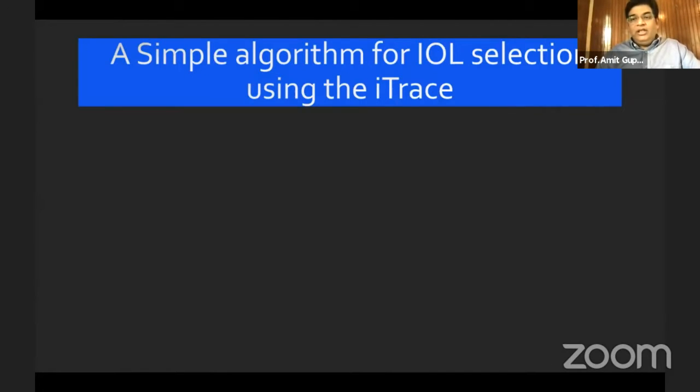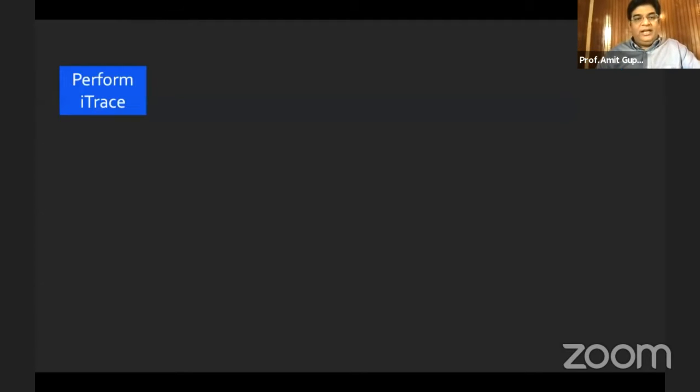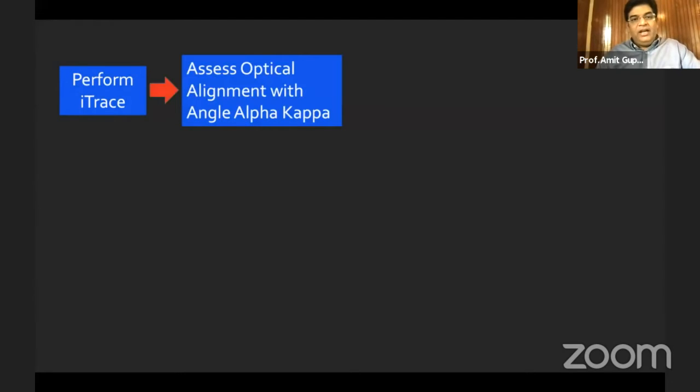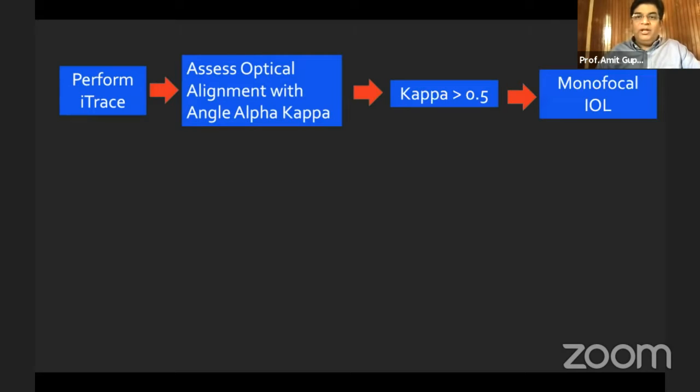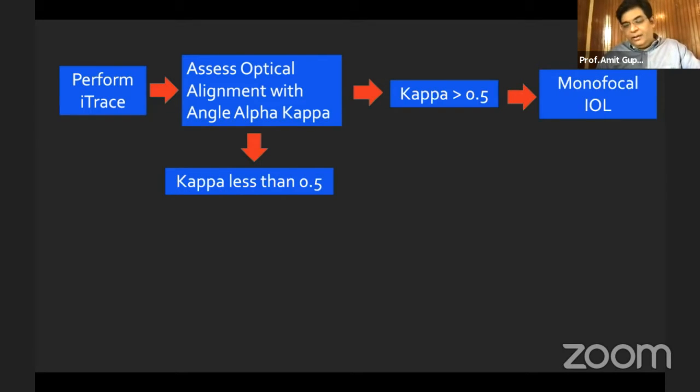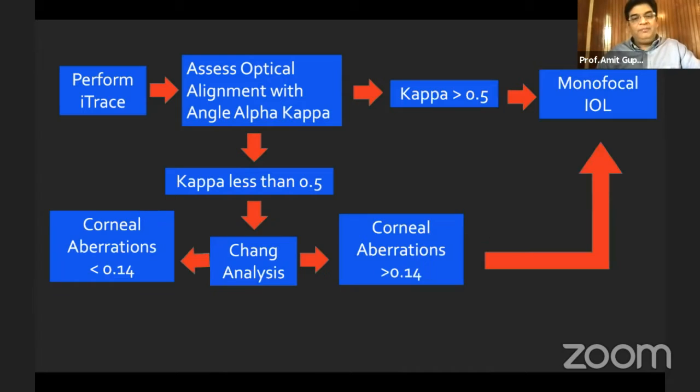So a simple algorithm for IOL selection using the eye trace. One, when a patient comes to us, when we are assessing for cataract, perform the eye trace, and we assess the optical alignment with angle alpha and angle kappa. Now, if the angle kappa is more than 0.5, this patient is a candidate for monofocal IOLs. On the other hand, if the angle kappa is less than 0.5, then we look at the Chang analysis.